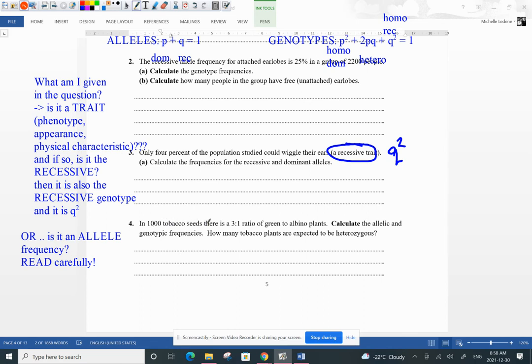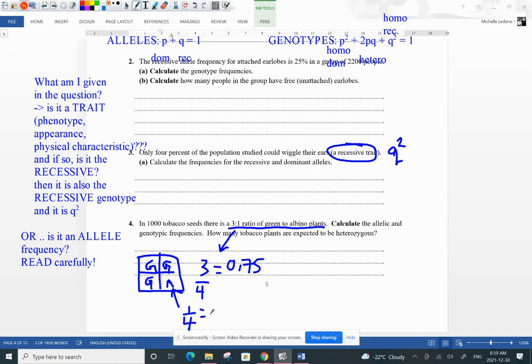We've got 1,000 tobacco seeds, and there's a 3-to-1 ratio of green to albino. So what does that mean? Think back to your genetics, and if you were doing a Punnett square and you had 3 that were green and 1 that was albino, well, you would say that 3/4 were green. 3/4 is 0.75. If there's 1 albino out of those 4 possible, 1 out of 4 is 0.25.